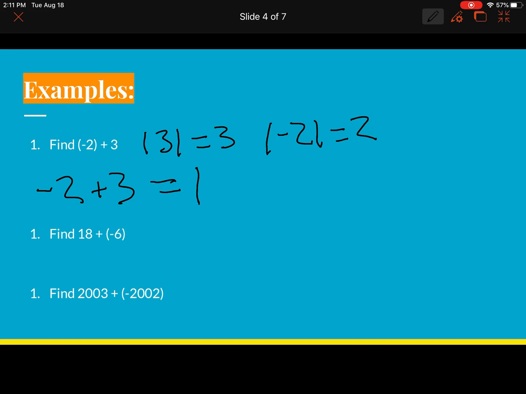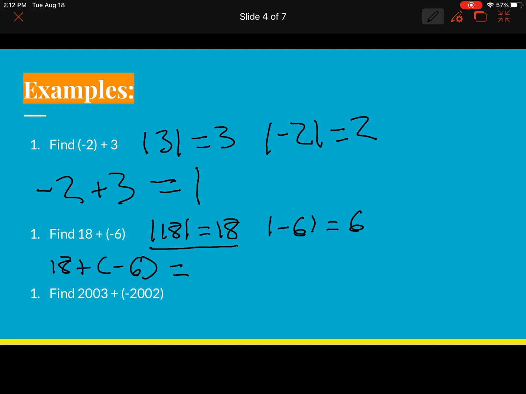Now let's look at 18 plus -6. So again, the absolute value of 18 is equal to 18. The absolute value of -6 is equal to 6. So you can see that 18 has a larger absolute value, so this will be a positive number. So now we just want to look at 18 plus -6. Well, 18 plus -6 would be equal to 12, because you're taking 6 away from 18.